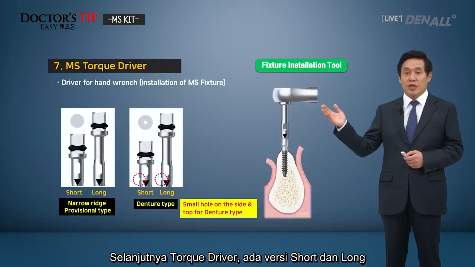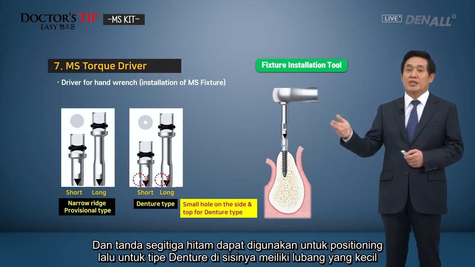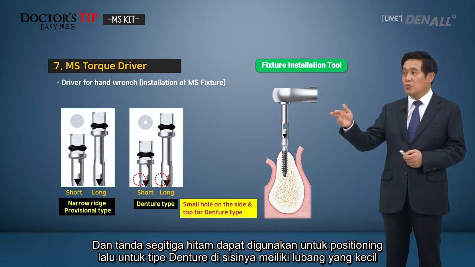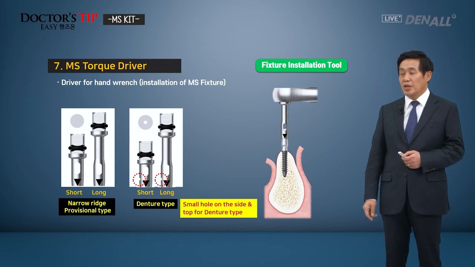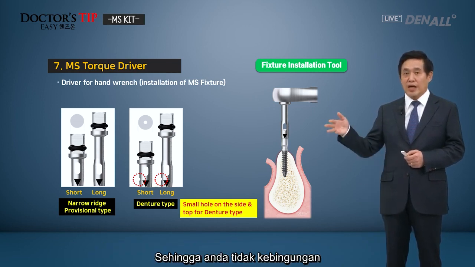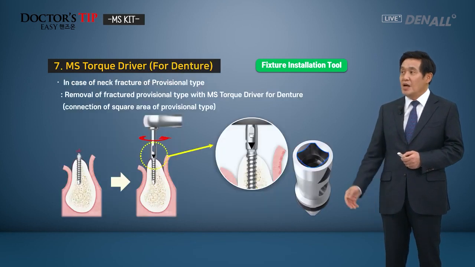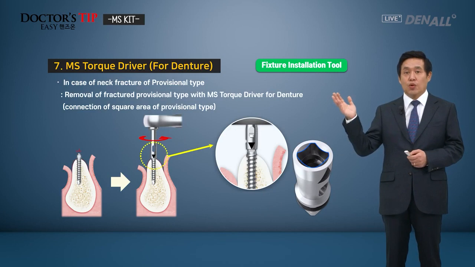Next is the torque driver. You have again short and long versions, and again the black triangle laser mark can be used for positioning. For the denture type, as before, on the side there is a small hole, so you could use that for reference. And then you can use it without getting confused. Next is the MS torque driver for denture.